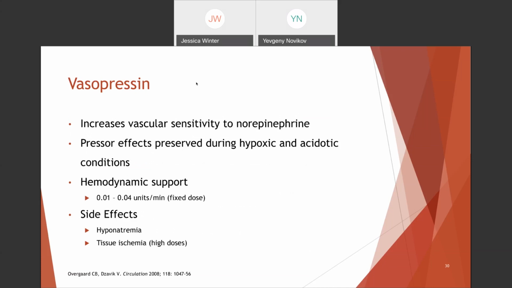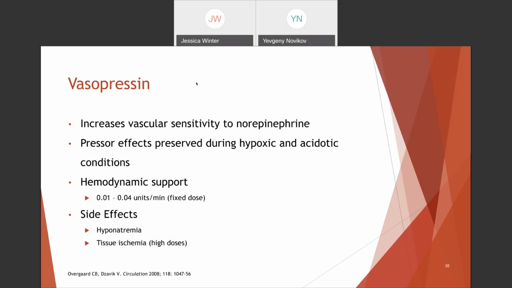It's dosed at 0.01 to 0.04 units per minute. The VASST trial, which we'll talk about in a second, did 0.03 units per minute. So it's a fixed dose, non-titratable. Some patients are very sensitive to the effect of vasopressin. Some patients are not. But what we've shown is the addition of vasopressin to norepinephrine, so use as an adjunct to norepinephrine, can decrease norepinephrine requirements.